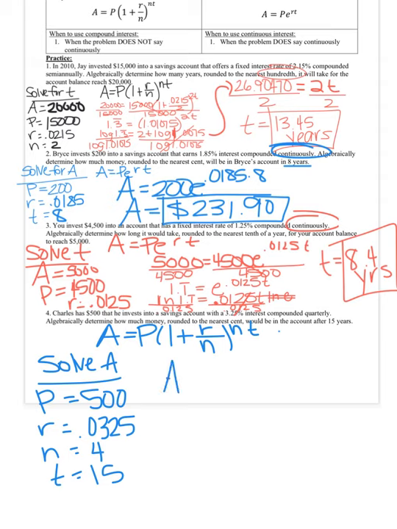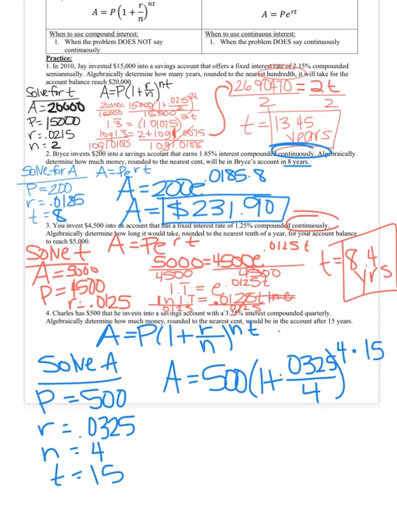So we have A equals P times 1 plus R over N raised to the N times T. And now all you have to do to solve this is plug the right side into your calculator. Again, the variable A is by itself on the left, so all you do is plug in the right to solve for A. We are rounding to the nearest cent, which is 2 decimal places for money, which gives us $812.52.